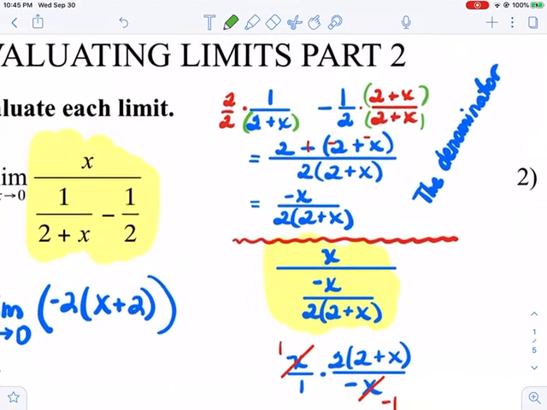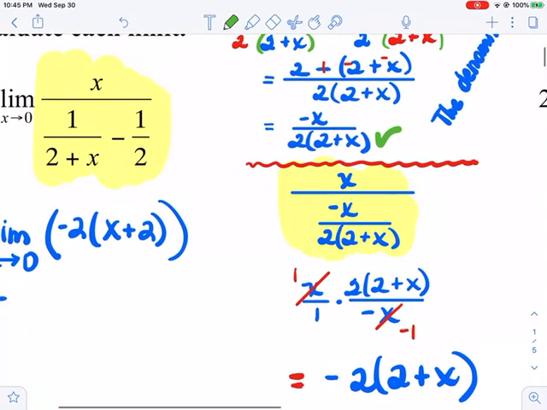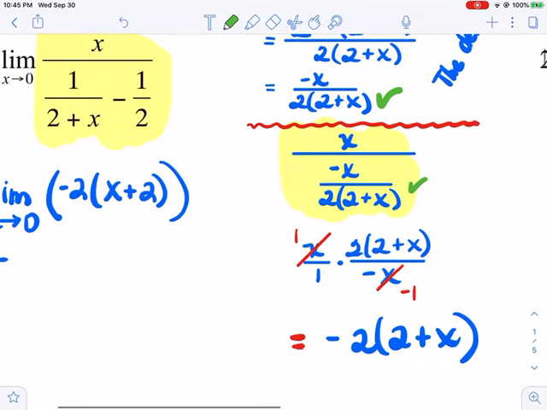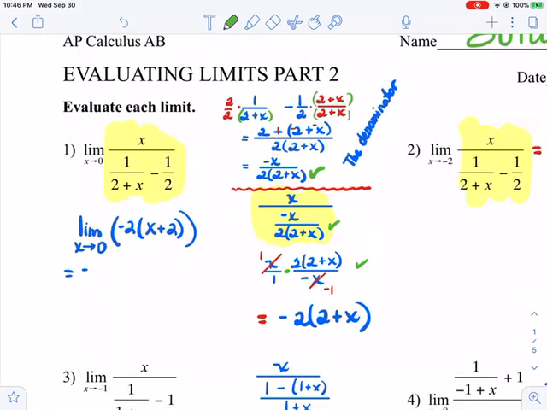So if you look at the first example, what I did for you is I took the denominator and I combined the denominator fractions and I got what you see here. Then I took the numerator x and put it over that simplified form, and then I multiplied by the reciprocal because you're dividing x by a fraction. So instead of dividing, change it to multiplication, multiply by the reciprocal. So I get negative 2 times 2 plus x. So that's what I'm going to be taking.